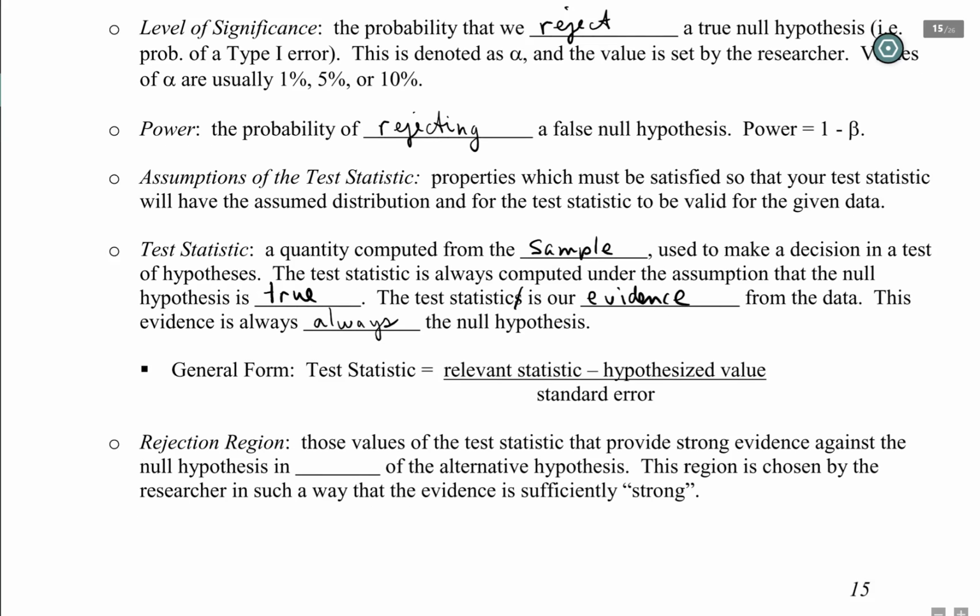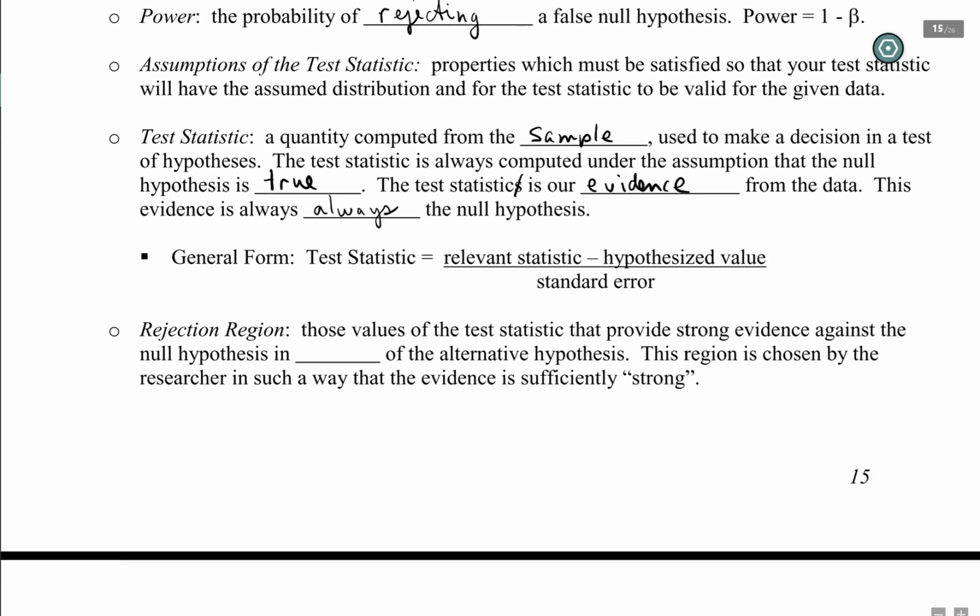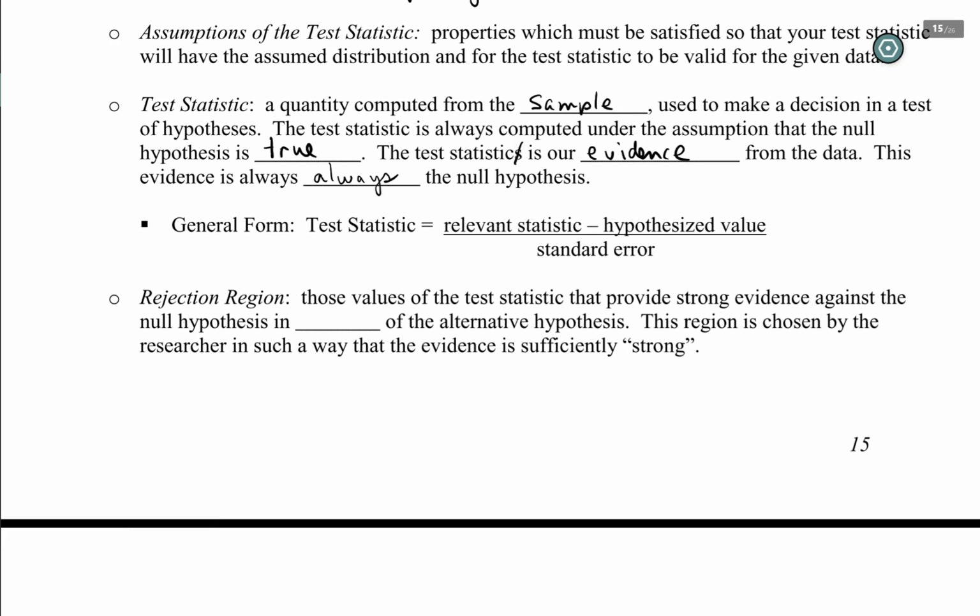The rejection region is the values of the test statistic that provide strong evidence against the null hypothesis in favor of the alternative hypothesis. Okay? It's where you reject the null. You say, if my test statistic falls in this region, I'm going to reject the null. That's why it's called the rejection region. I'm going to reject the null and accept the alternative. Now, this region is chosen by the researcher in such a way that the evidence is sufficiently strong.